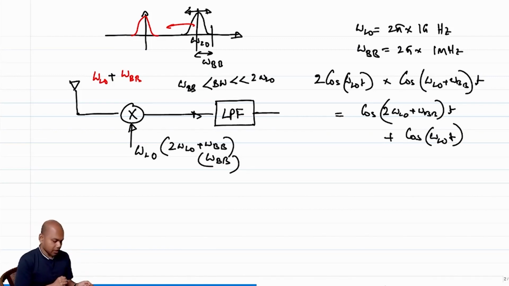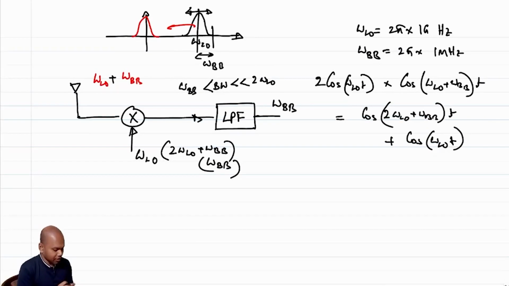Okay. So now at the output, what do I get then? At the output, I can get a pristine omega BB signal, which is something that we started off with on the transmitter side, right? Okay, fine. So this is a very rudimentary receiver architecture, which seems to be doing our job.